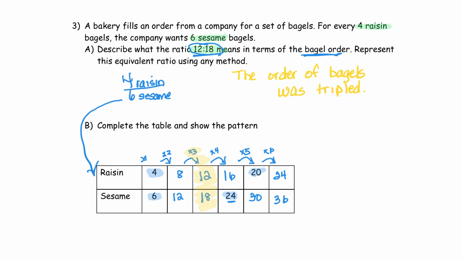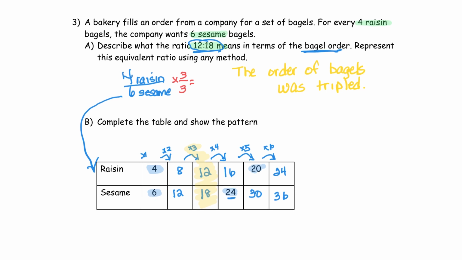It means that instead of 4 raisins, I can actually go back here and do this, times 3 over 3. 4 times 3 is 12 over 18. And there you have it.